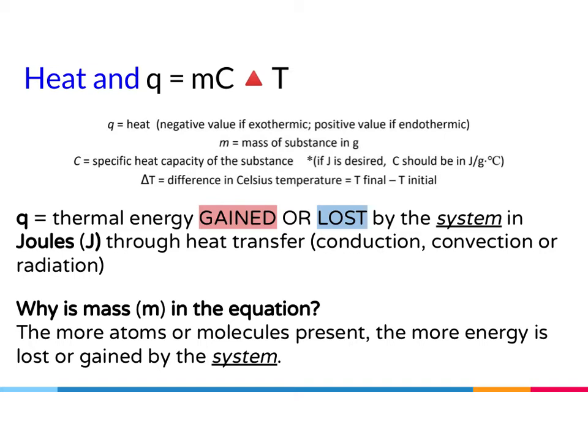through heat transfer: conduction, convection, or radiation. Why is mass in the equation? The more atoms or molecules present, the more energy is lost or gained by the system. So I can affect Q by how much mass I am putting into my system.